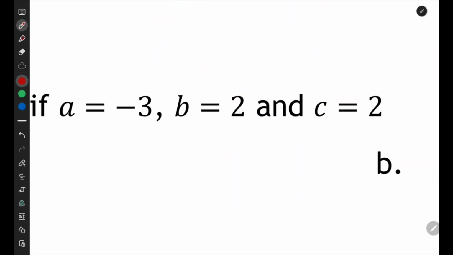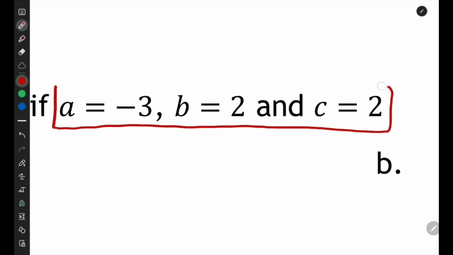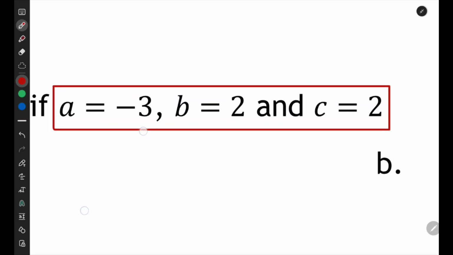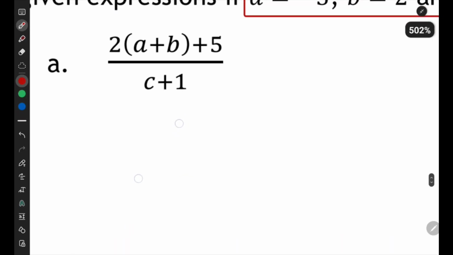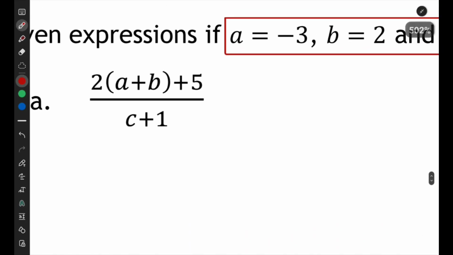For question 6, we were provided with values of a, b, and c, and we were asked to evaluate 2 different expressions given these values. So these are important. We will refer to them because we need to know what those values are. Let's look at the first expression. It says 2 times the quantity of a plus b. Now I can look at a plus b and I can see that that's negative 1.